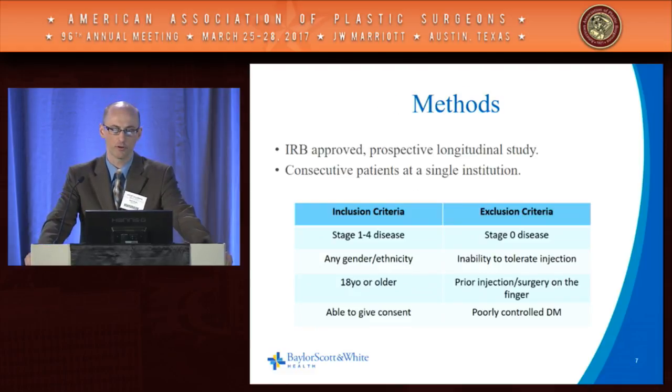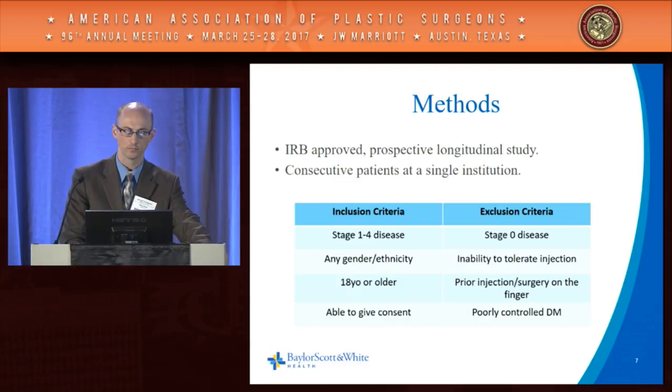This was an IRB-approved prospective longitudinal study that was conducted on consecutive patients at a single institution. The inclusion and exclusion criteria are listed there for you to see. We included stage 1 through 4 disease. Stage 0 was considered a pre-disease state and was treated with NSAIDs and/or splinting as opposed to steroid injection. We did exclude patients that had previous injection or surgery on the affected digit, and we also excluded poorly controlled diabetics due to concern that we'd increase their blood sugars to an unsafe level.